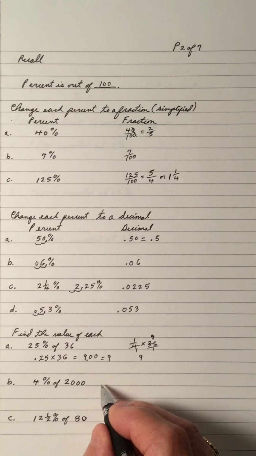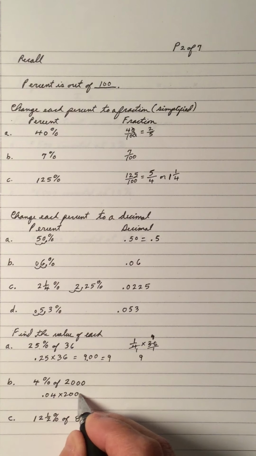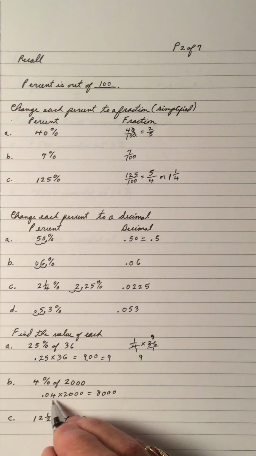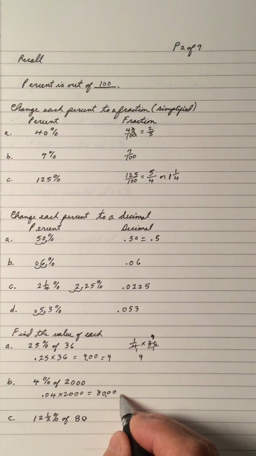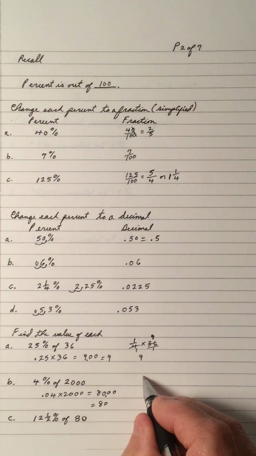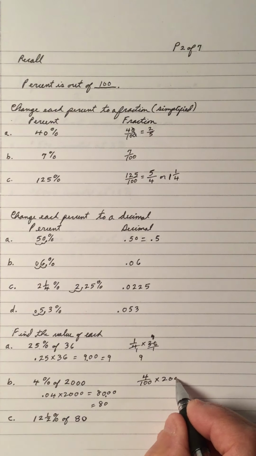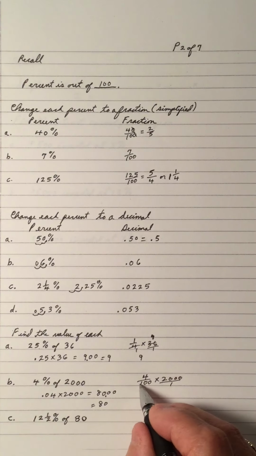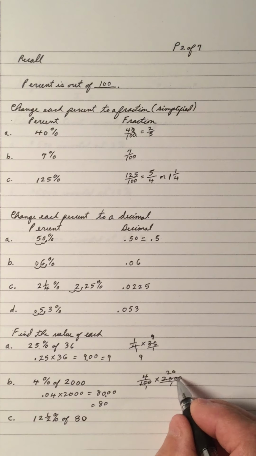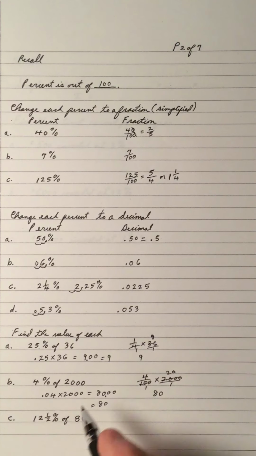4% of 2,000 is the same as decimal 0.04 times 2,000. When you multiply that out, you get 8,000, but you have 2 decimal places, so it's 80. Or you can take your 4% and make it 4 over 100 as a fraction times 2,000. 2,000 is over 1. 100 goes into 100 once. 100 goes into 2,000 20 times because you cancel 2 zeros. 4 times 20 is 80. So a couple of ways. You can use either decimals or fractions.